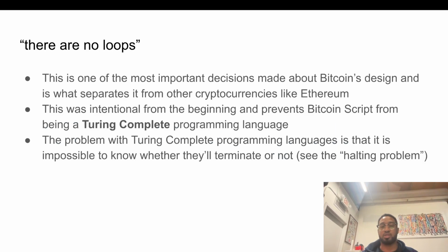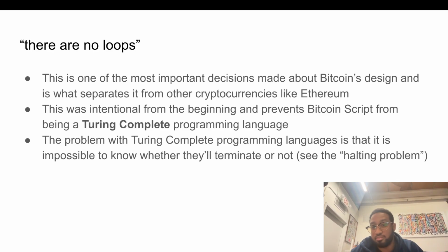So this is one of the most important decisions made about Bitcoin's design, and is what separates it from other cryptocurrencies like Ethereum. This was intentional from the beginning, and it prevents Bitcoin script from being a Turing complete programming language. If you don't know what that means, all you need to know is the problem with Turing complete programming languages is that it is impossible to know whether they'll terminate or not. See the halting problem if you've ever heard of that before.